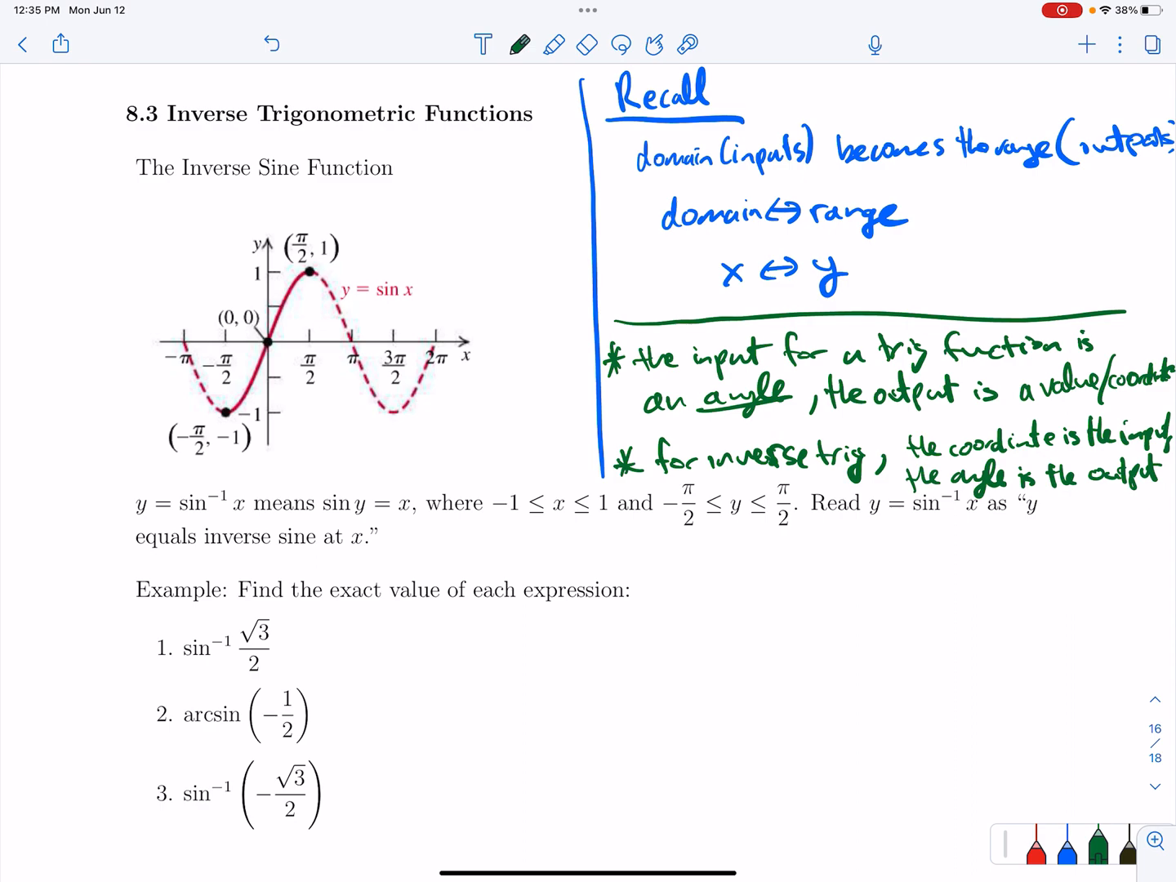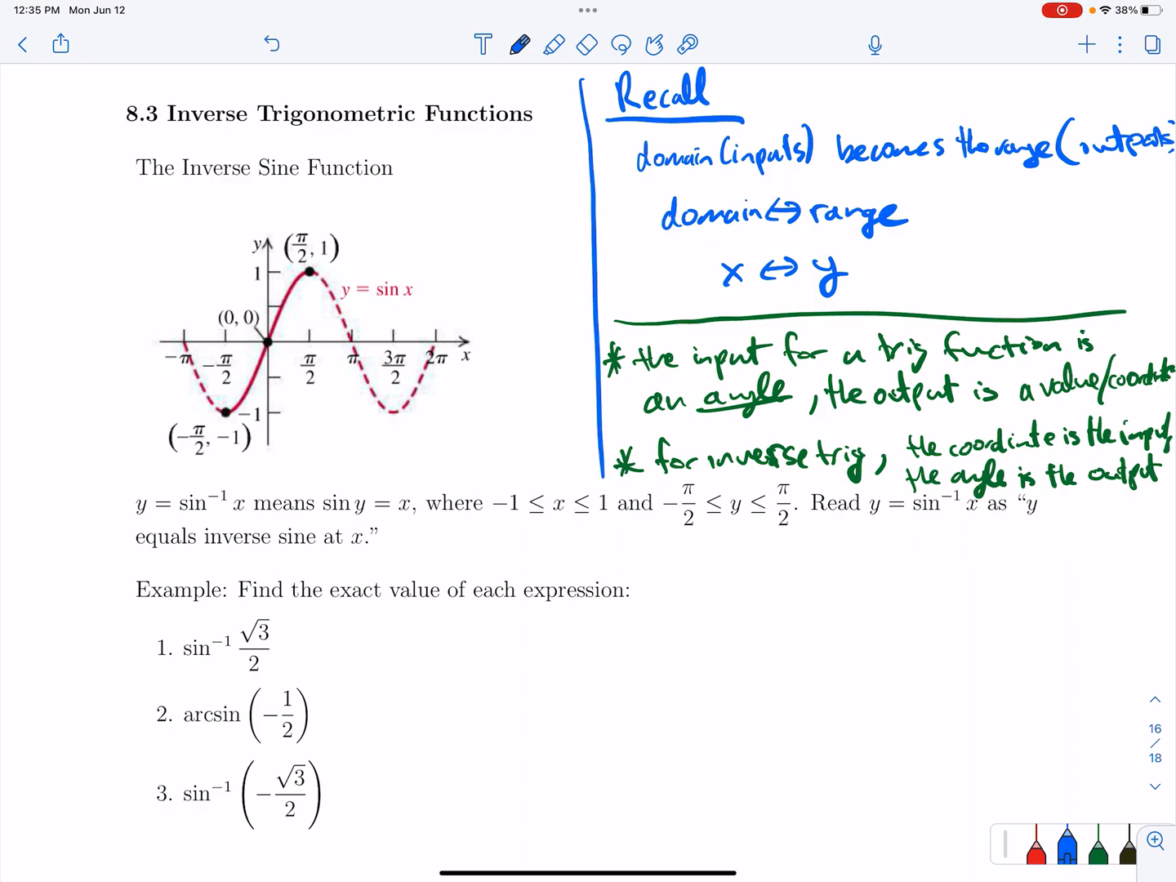So in a regular trig function, we input an angle, we get out a coordinate or a numerical value. For an inverse trig function, we input the coordinate or the numerical value, and the output is the angle. So things are swapping places here. Okay, so that's the first big thing to remember.